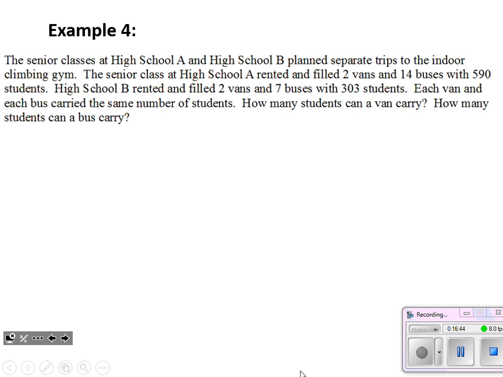All right, well, the first objective when you're doing these types of problems is to figure out what you're trying to find. What is unknown that we want to know? In this case, it's how many students can fit in a van, how many students can fit in a bus. So I'm going to make a little note right away that B, one of my unknowns, is number of students per bus. And V equals the number of students per van.